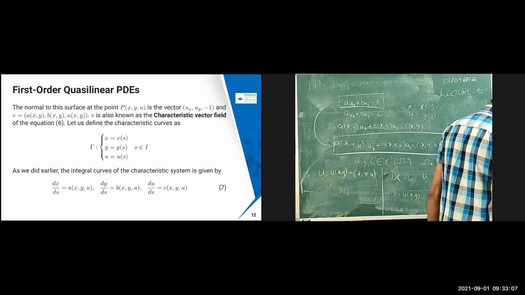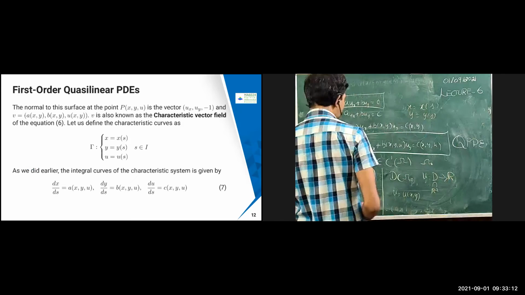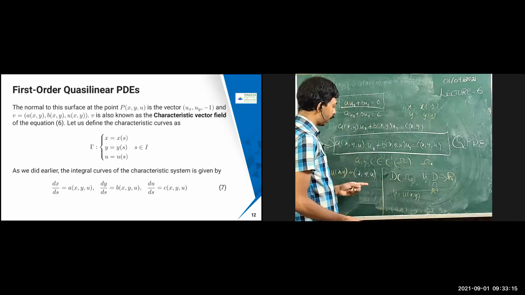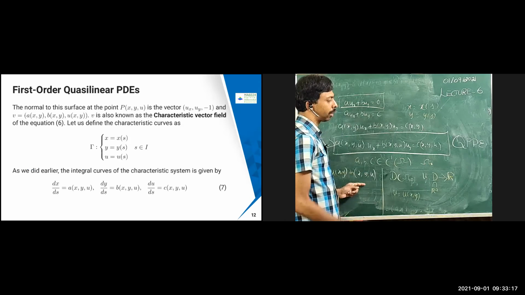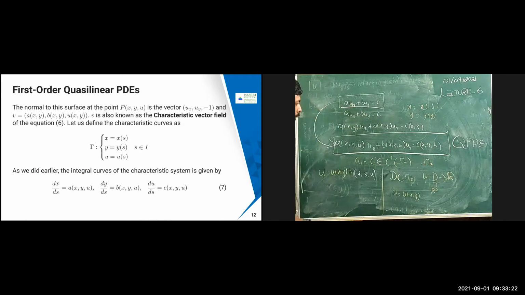So what we are trying to do is find a normal to this surface, the (x, y, u) surface. The same idea that I explained before, where the coordinate system got transformed. I have to find a normal to the integral surface. Now, what is the normal to this surface? I'm just fixing a point, P of (x, y, u), some particular point.